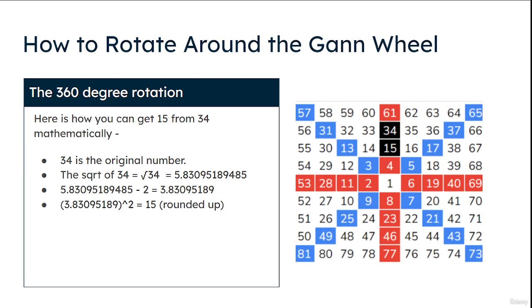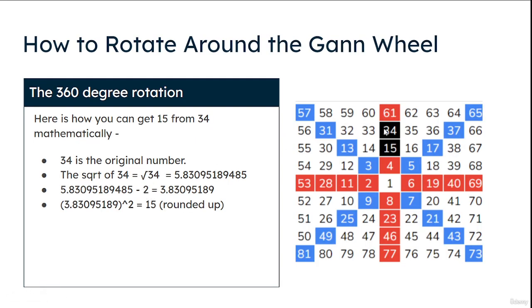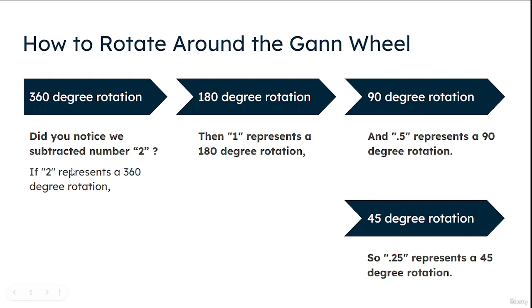Now if I ask what is 90 degrees from number 40, you can do the math and get it. How can you get it without checking the Square of 9? Now for a 360 degree rotation, did you notice that we subtracted the number 2 here? So if 2 represents a 360 degree rotation, then 1 represents a 180 degree rotation, 0.5 represents a 90 degree rotation, and 0.25 represents a 45 degree rotation. As simple as that.